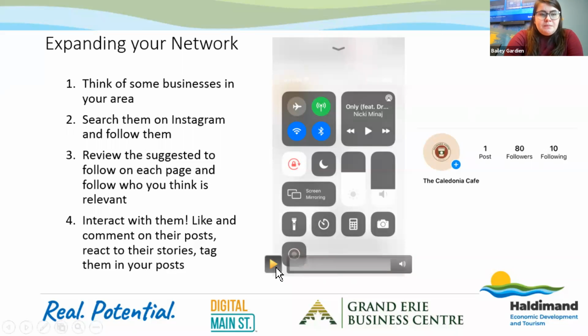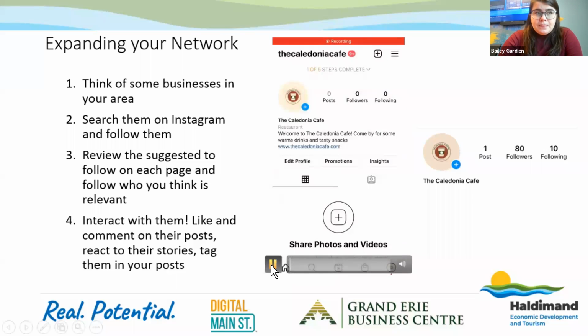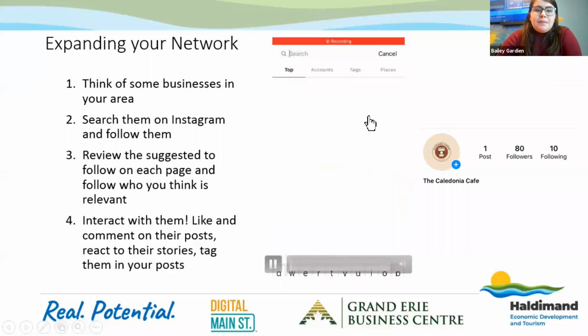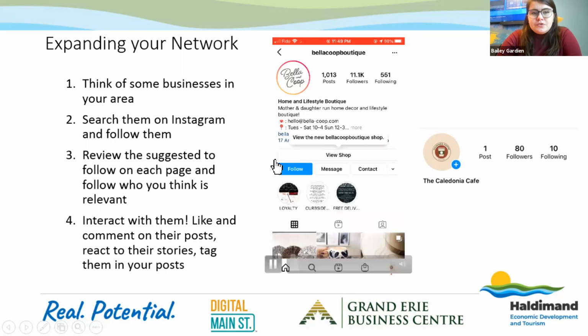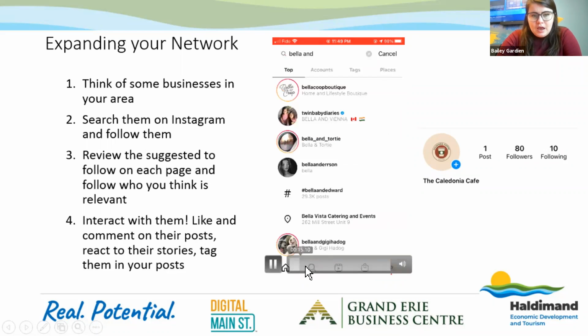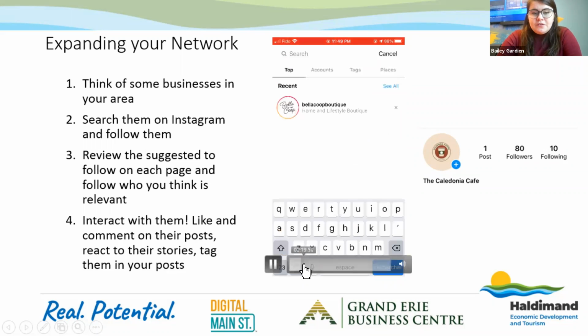So you're going to think of some businesses in your area, like if you're a physical store, think of the stores that are around you. Or if you're a home-based business, maybe think of the similar businesses in your field, and you're going to look them up on Instagram. So I'm going to look up, because I'm in Caledonia, I'm going to look up Bella and Coop. And you're just going to start following them. And you're going to do this for several different stores.